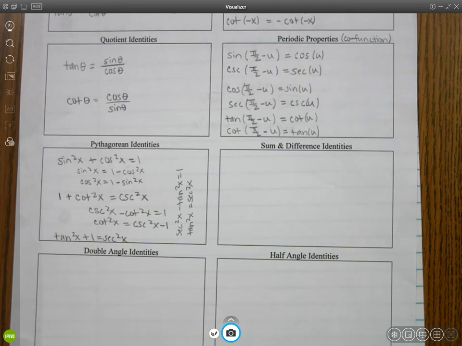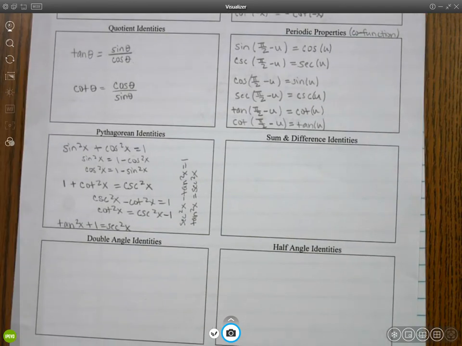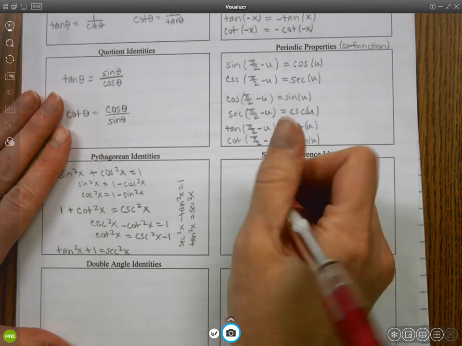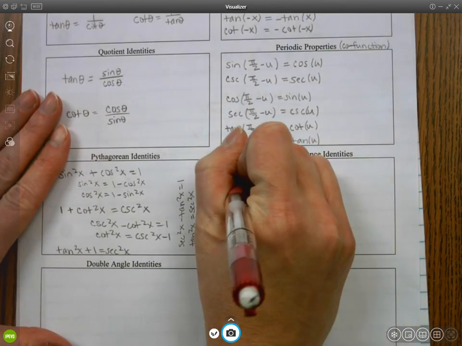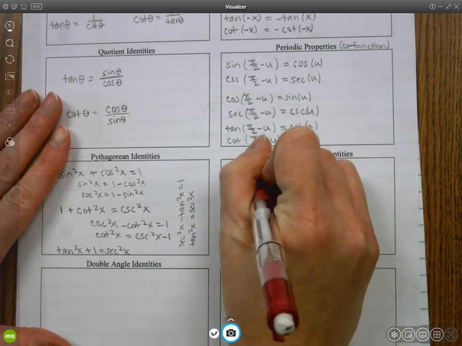And you're going to get to use your identities on your test, and part of the reason for that is because I don't have them memorized any more than you do. Once I work with them a few times, I can tell you what they are, but off the top of my head, I cannot.